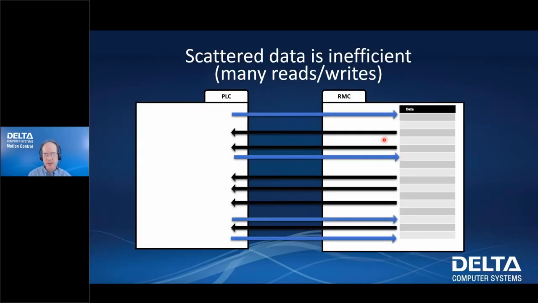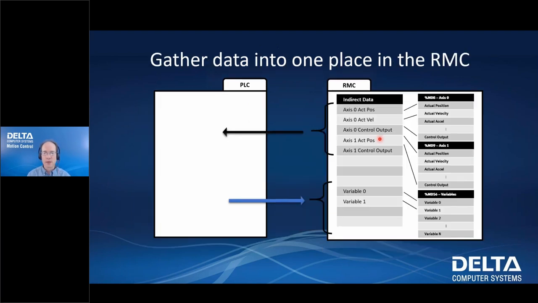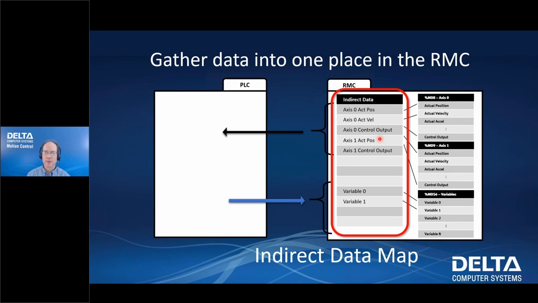Now, we have seen that we've done a lot of reads and writes, and that's actually rather inefficient, to do a lot of reads and writes when you have one piece of data here, one piece of data there, one there. You can either read the whole RMC and pick out a few items, or do multiple reads and writes. It's kind of wasteful either way. So what we do is we gather the data into one place in the RMC. Then you can read from just that area, and we call it the Indirect Data Map. So you might put the actual position from axis 0 in there, actual velocity, whatever, and then from axis 1 you put some things, and then from the PLC you do one read and you get all those items.